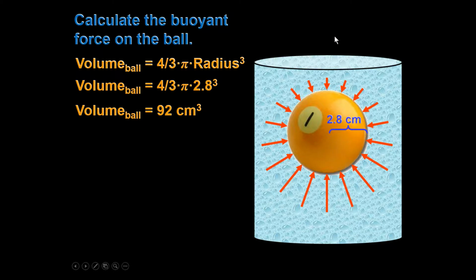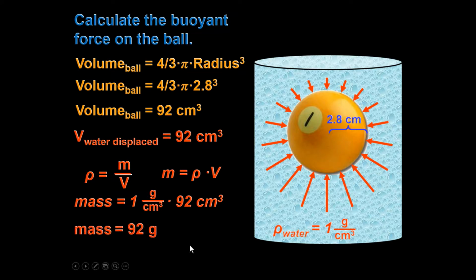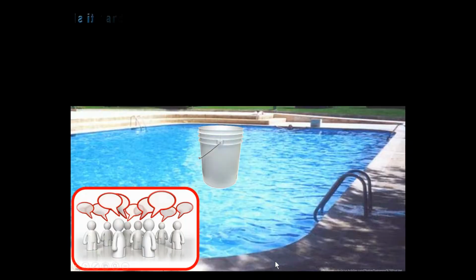That's the ball. Because it's submerged, it's going to displace that amount of water. Okay? And knowing the density of water and the volume of that water, you can find the mass of that water. So the density of water is 1 gram per cubic centimeter. The volume was 92 cubic centimeters. So the water displaced should be about 92 grams. And then convert grams to kilograms, multiply by 9.8 to get it into newtons. The buoyant force would be about 0.9 newtons.